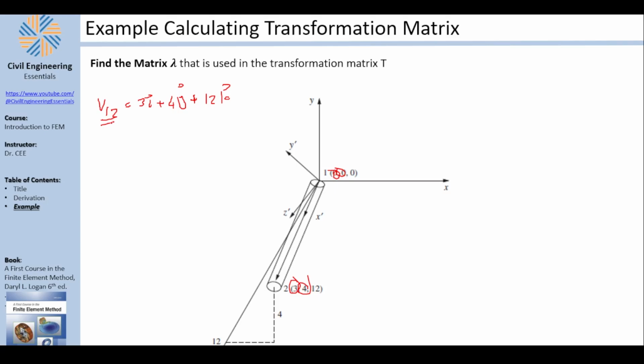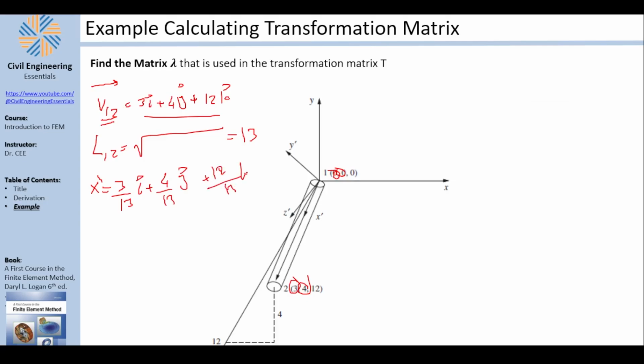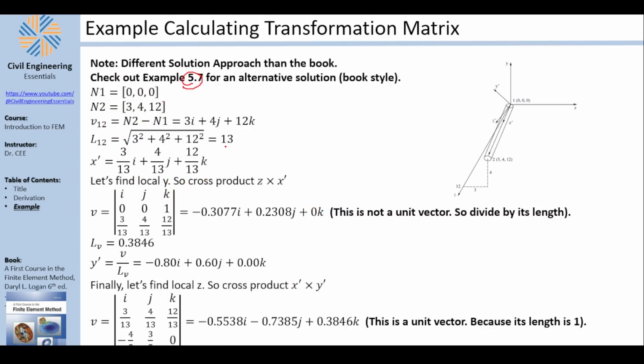This is a vector parallel to the x because it's from start to finish. So I need to find the length of 1, 2, which is basically Pythagoras: 3 squared plus 4 squared plus 12 squared under a square root, and this equals 13. Now I can find my local x, which is 3 over 13 i plus 4 over 13 j plus 12 over 13 k. This is what you see here. This is the local x vector.